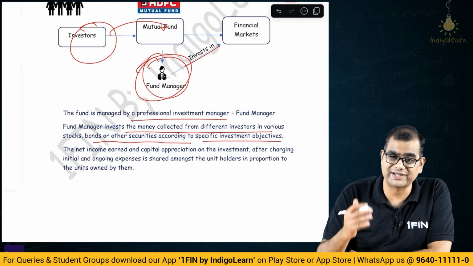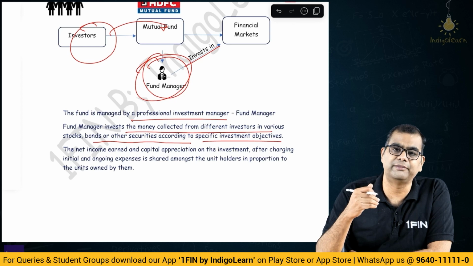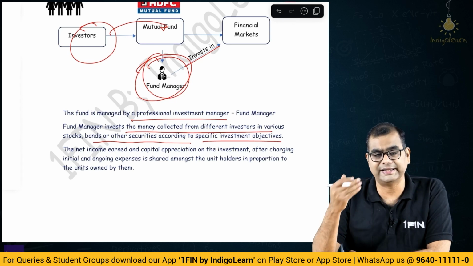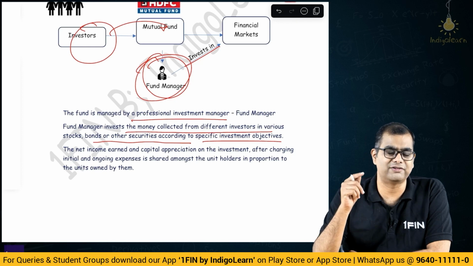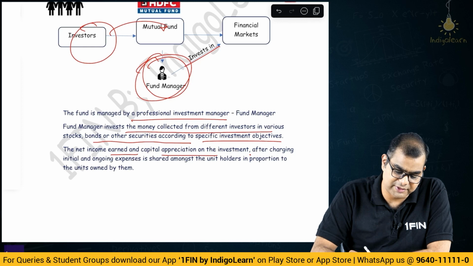So every mutual fund scheme has a specific objective. You invest in a scheme if you like the objectives, if you think those objectives match your objectives, and then the fund manager is supposed to make investments in line with those objectives. The net income earned or capital appreciation on investment, after charging initial and ongoing expenses, is shared among unit holders in proportion to the units owned by them.